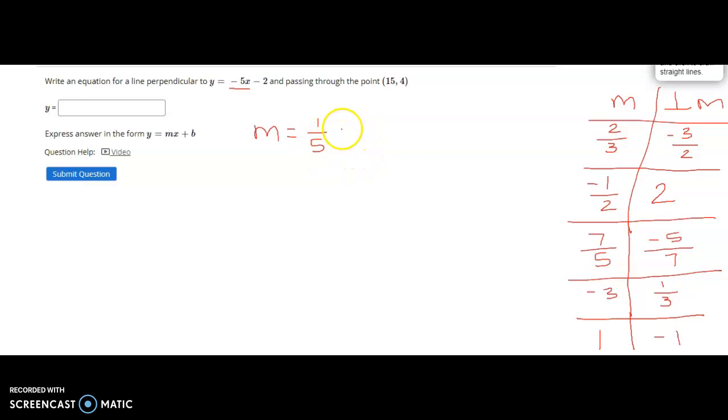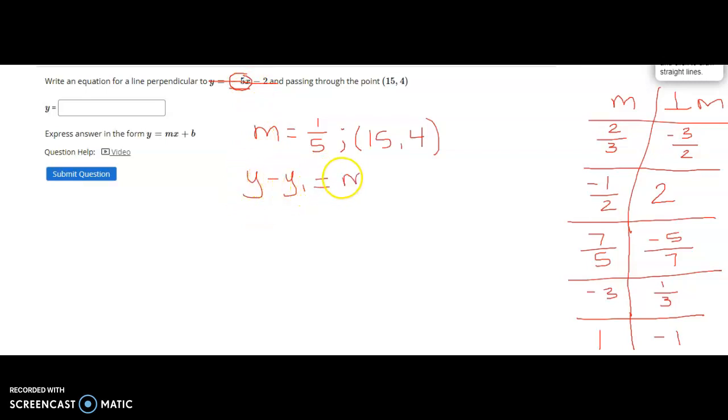Now we know it passes through the point (15, 4), and that's the only information we're going to get. You can even cross this out so you don't accidentally use that negative 2. The only thing we need from this line was that slope to help us find the new perpendicular slope. So now we're going to put this into our point slope form.